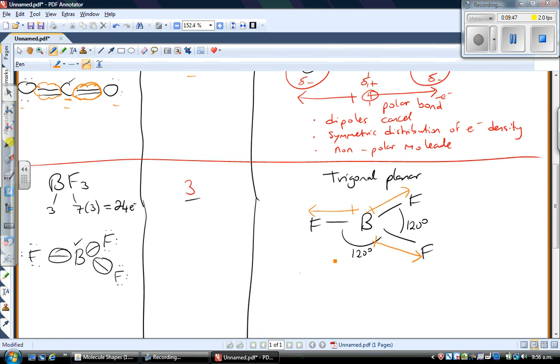Okay, so the polar bonds are cancelling again. As a result, you have a symmetric distribution of electrons, just as in CO2, and as a result, the molecule is also nonpolar. So BF3 is nonpolar.